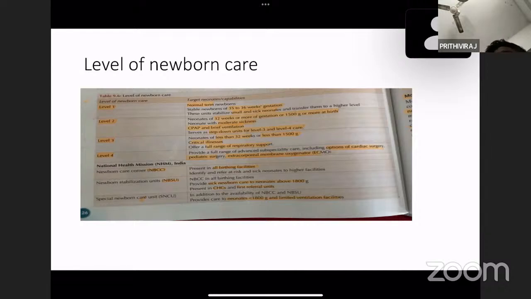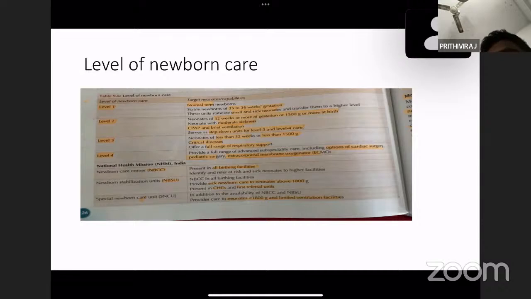In level 2, neonates of 32 weeks or more of gestation or 1500 gram or more at birth will be taken care of. Moderate sickness babies will be taken care of. In this unit, we can give CPAP and brief ventilation. Level 3 is less than 32 weeks and less than 1.5 kg, and those babies suffer from birth asphyxia, a critical illness, and here we give invasive ventilation like your ventilator setting. Level 4 is a subspecialty department with pediatric cardiology, pediatric surgical department with ECMO machine. Full advanced setup will be present in level 4.